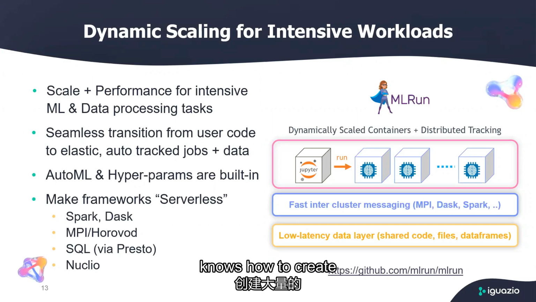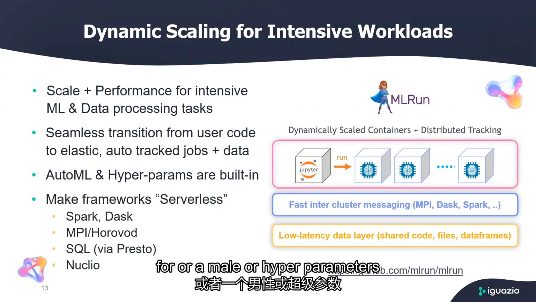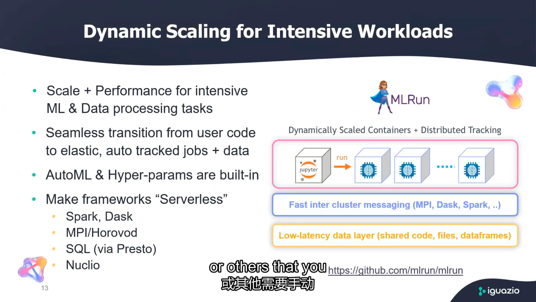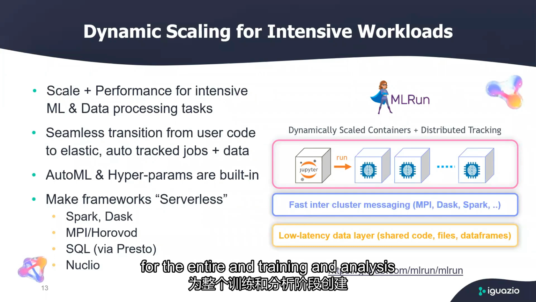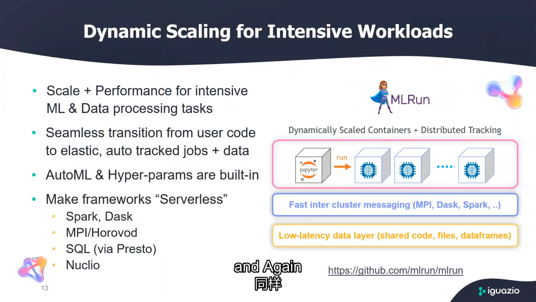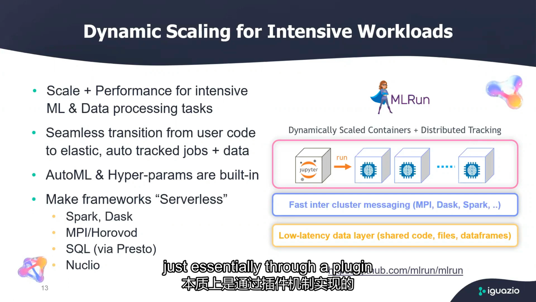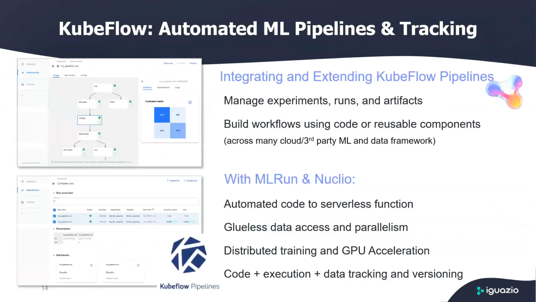It also, because it knows how to create a lot of parallelism, instead of having a separate system for AutoML or hyperparameters like Knative or others that you need to integrate manually, essentially MLRun also does AutoML and hyperparameters, so it knows how to distribute workloads and distribute parameters and also exchange algorithms in order to create parallelism for the entire training and analysis phases. And again, it has a variety of CRDs that it controls, and this list is going to grow bigger because it's just essentially through plug-in mechanisms.